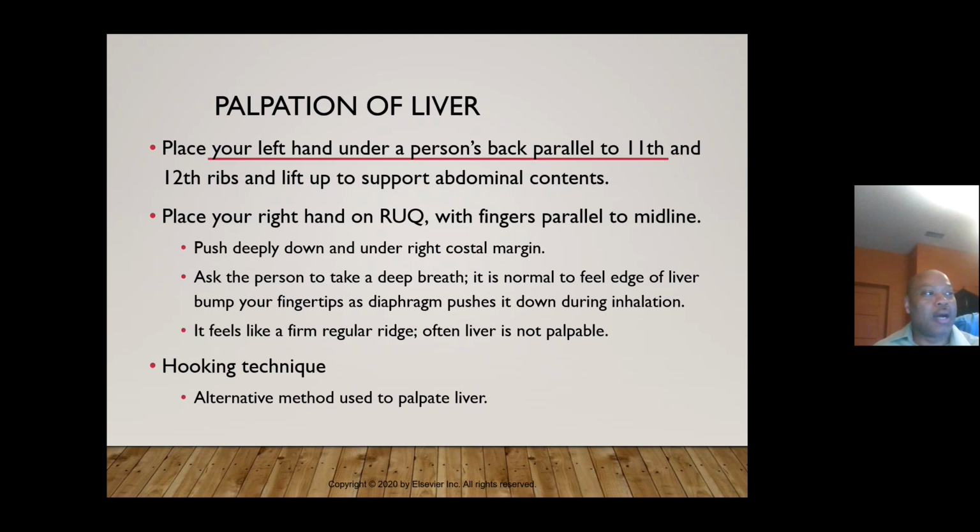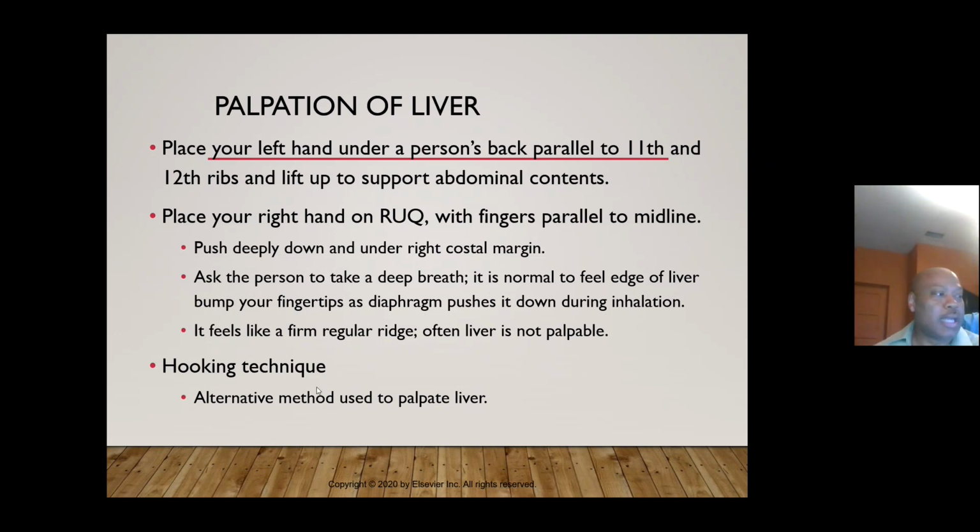We push deeply down and under the right costal, the rib margin, and then we ask the patient to take a deep breath. It is normal to feel the edge of the liver bump the fingertips as the diaphragm pushes it down during inhalation. So when the patient inhales, it does push the liver down a bit, and then you can feel those edges. It should feel like a firm, regular ridge, but of course normally the liver is not palpable, but you might feel it during inspiration.